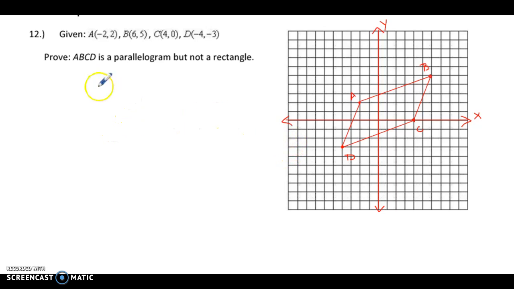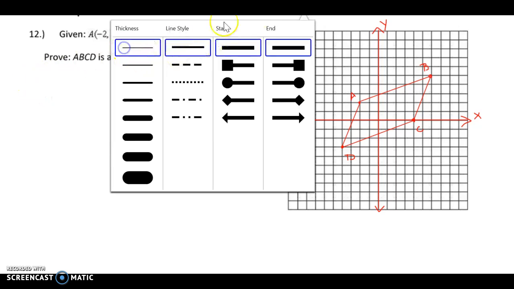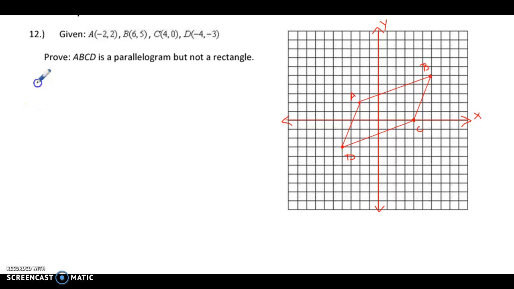So we should already know at this point that to prove that ABCD is a parallelogram, we need to show that opposite sides are parallel. So I need to find 4 slopes. I need to find the slope of AB and the slope of DC, because those are likely parallel. So I'm going to do that first, and the slope of AB is up 1, 2, 3 over 1, 2, 3, 4, 5, 6, 7, 8, up 3 over 8.